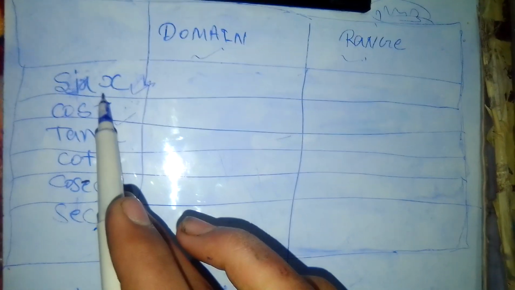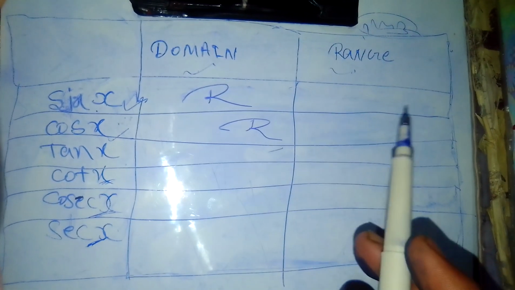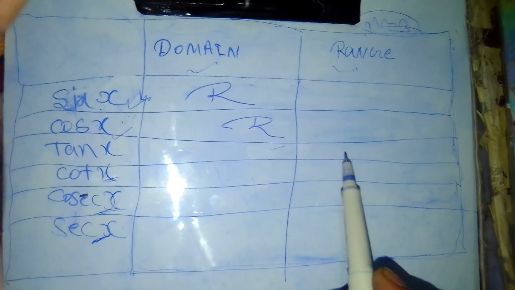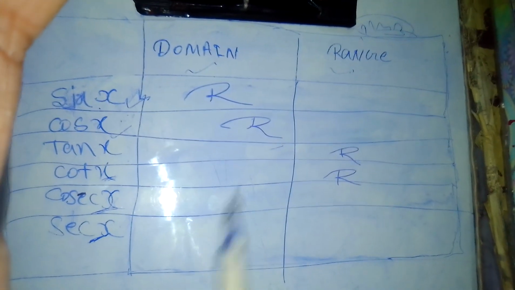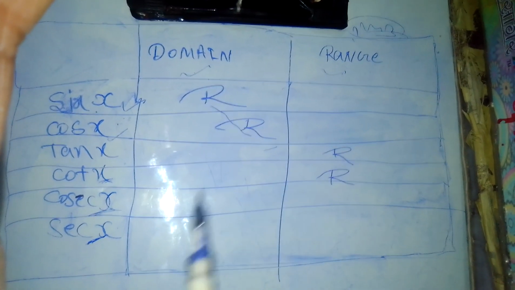The first one is sin x. The domain of sin x is always R, as well as the domain of cos x is always R. This R is the set of real numbers. And two more things which you should remember here is that the range of tan x and cot x is always R. So just remember this fourth thing, which is very simple for your examination.